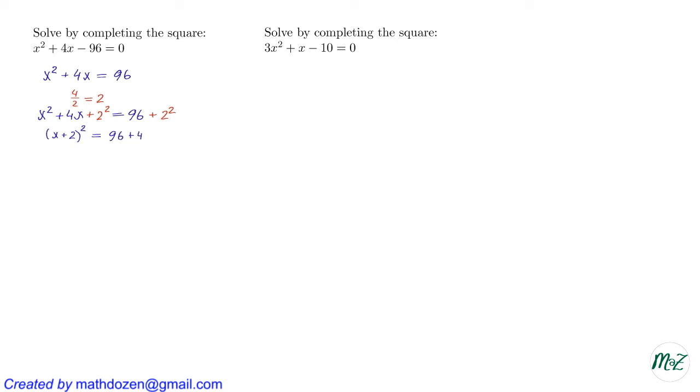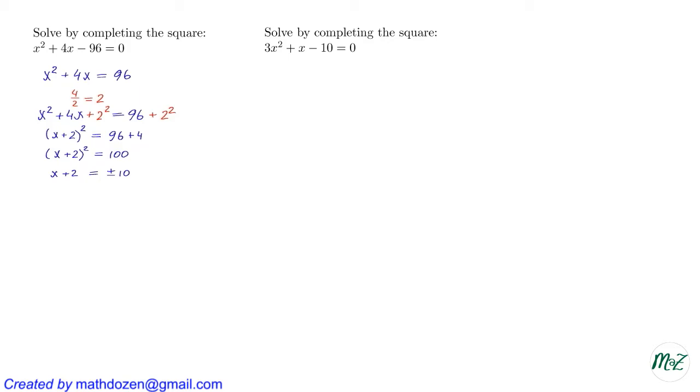And that perfect square is x plus 2, all of that squared. On the right, we have 96 plus 4, which is the same as 100. So we're looking at x plus 2 quantity squared equals 100. Now if we use the square root method on both sides, we end up with x plus 2 equals positive or negative 10.